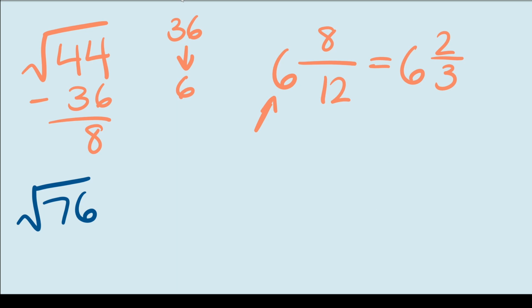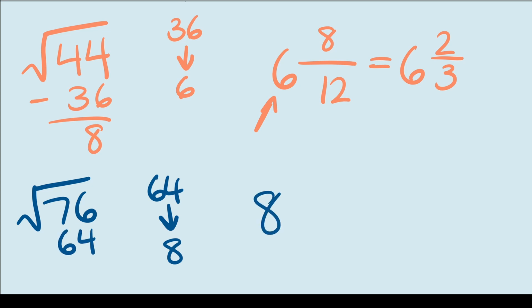The closest perfect square less than 76 is 64, and its square root is 8, so I'll write an 8 here. The difference between 76 and 64 is 12. So we'll put a 12 here, and if we multiply 8 by 2, we get 16. So our answer is 8 and 12/16.